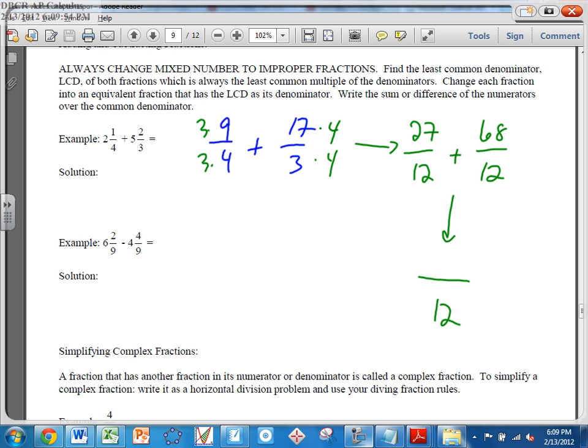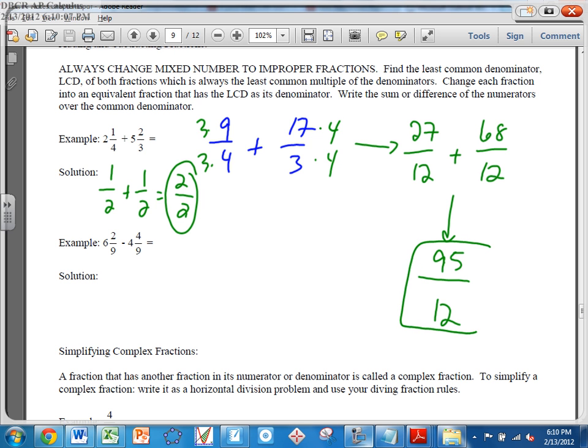Because if you think about it, if you had a half plus another half, you get 2 halves total, or a whole. You keep the denominator. So here you're going to have a 7 added on to 68 is 75, another 20 is 95. So your answer is 95 over 12.